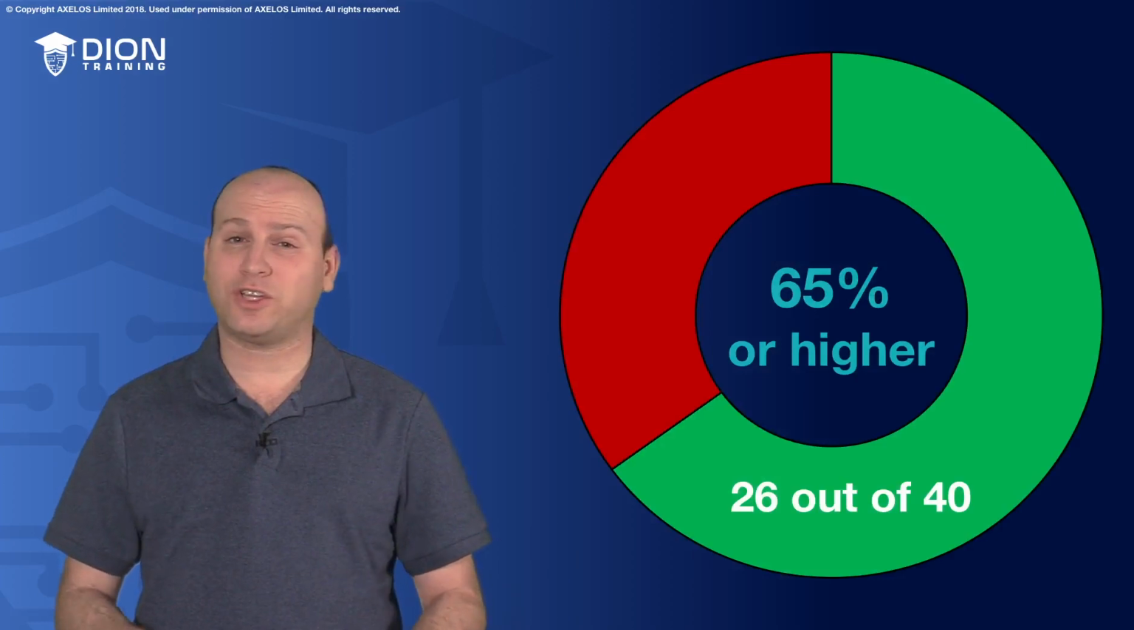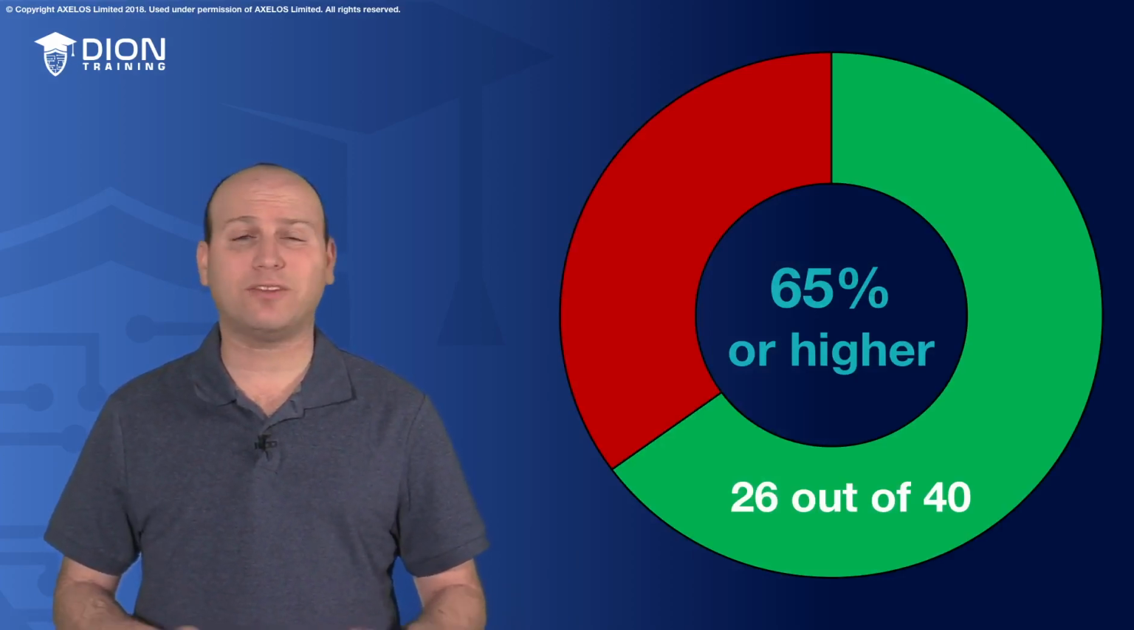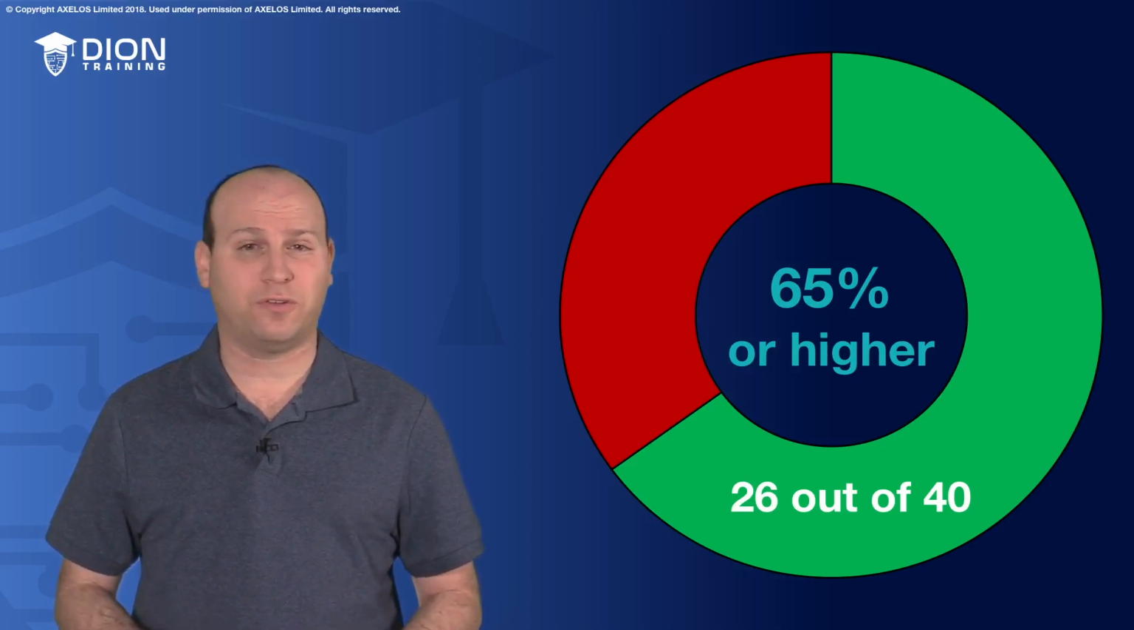To pass the certification, you have to answer at least 26 questions out of 40 correctly. This equates to a 65% or higher on the exam for you to pass it and earn your EIDL4 certification.